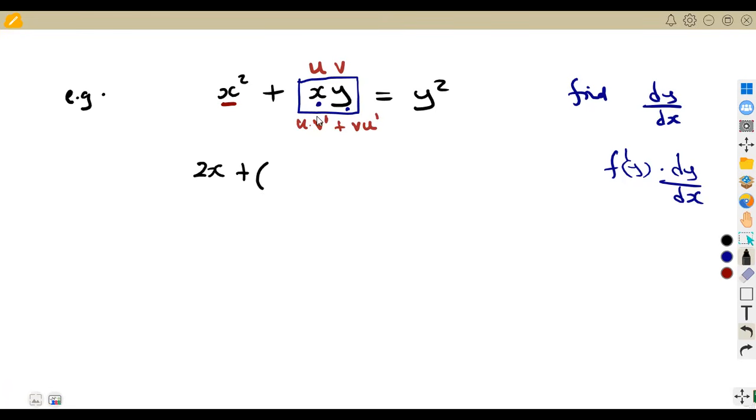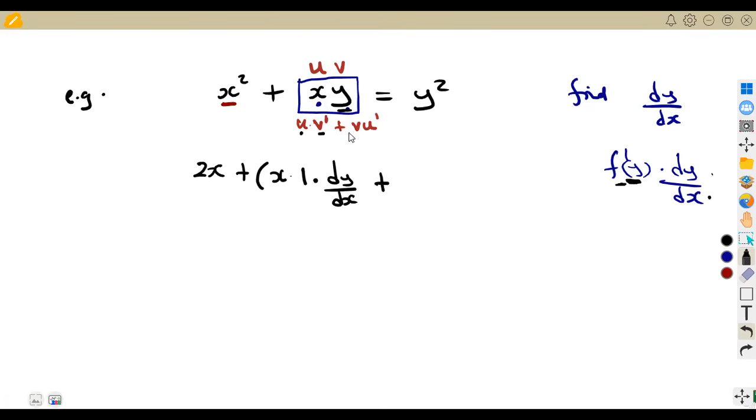So this is u, which is our x. So that is going to be x times the derivative of v, which is the derivative of y. This one, it's a function of y. And for a function of y, if you're dealing with the y, you find the derivative of that y times dy/dx. Take note, the derivative of y is 1 times dy/dx. So that is how you differentiate y with respect to x.